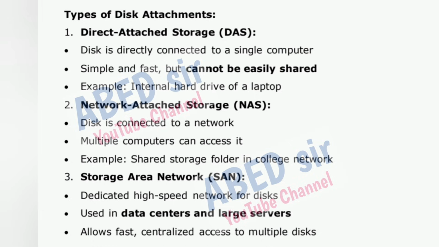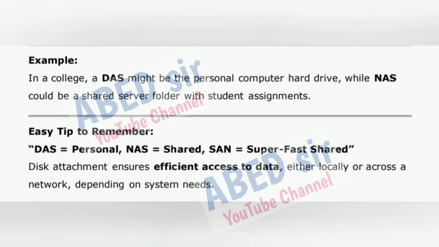3. Storage area network, SAN. Dedicated high-speed network for disks. Used in data centers and large servers. Allows fast, centralized access to multiple disks. Example: in a college, a DAS might be the personal computer hard drive, while NAS could be a shared server folder with student assignments. Easy tip to remember: DAS equals personal, NAS equals shared, SAN equals superfast shared. Disk attachment ensures efficient access to data, either locally or across a network, depending on system needs.